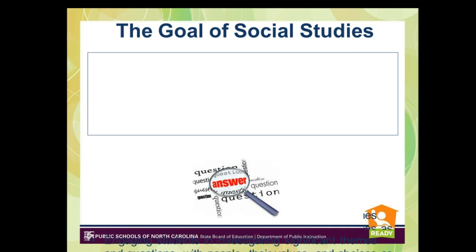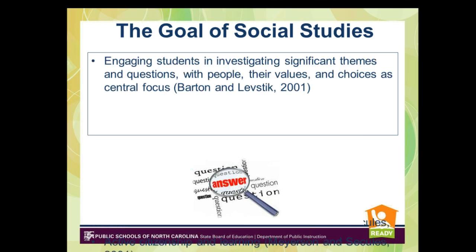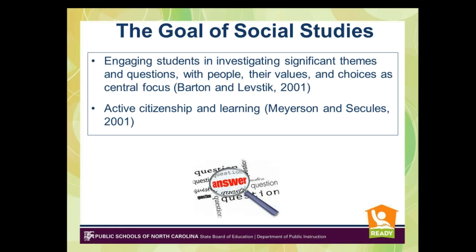So we're going to talk now about the goal of social studies, and then Michelle is going to talk with us about connecting the inquiry model to the social studies concept-based framework. So what is the goal of social studies? Coming from a variety of sources, a lot of this is tied back to NCSS's own definition: engaging students in investigating significant themes and questions with people, their values, and choices as a central focus. Barton and Levstik talked about this in their work teaching history, and focused on active citizenship and learning. Meyerson and Seguis talk about this too. Active citizenship is such a key component of social studies. Inquiry and action go hand in hand.